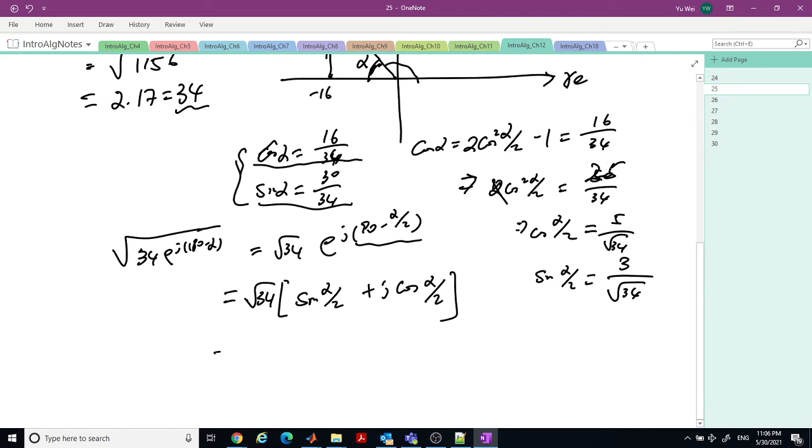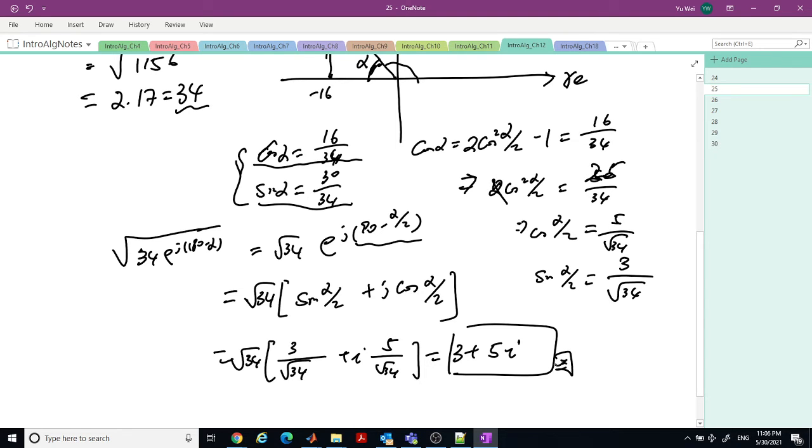Okay, now we can get into here, right? Root 34, then the sine is 3 over root 34 plus j of the 5 over the root 34. So the answer is 3 plus 5j. Or i, it doesn't matter. i, j is the same thing.